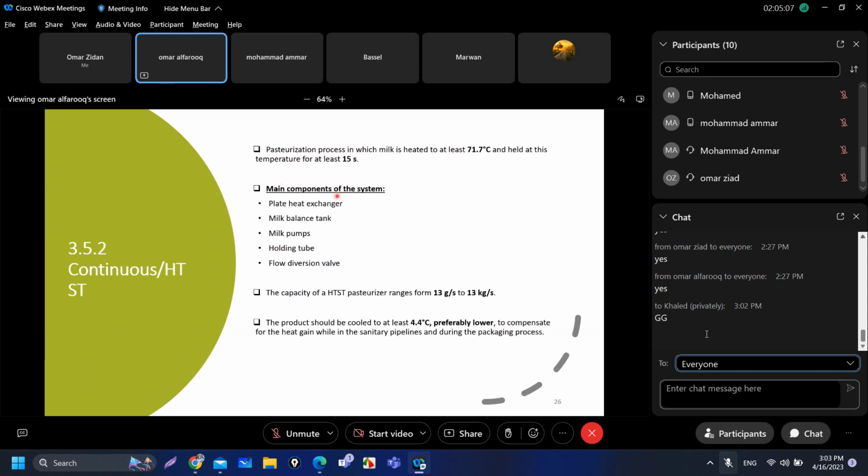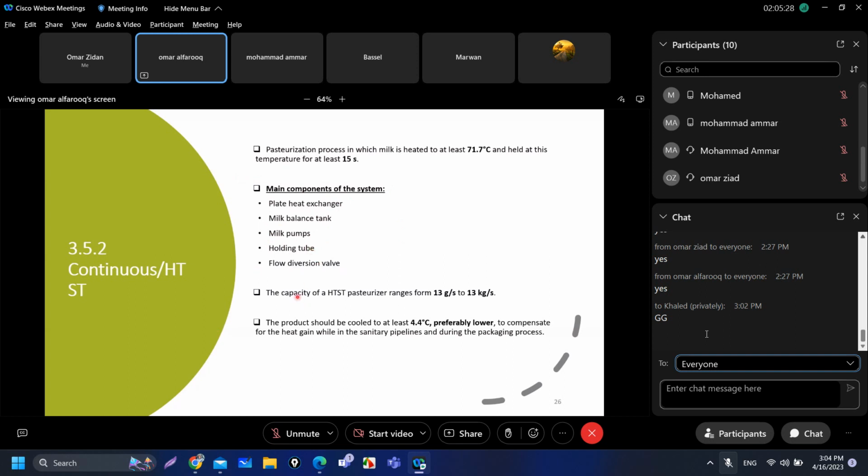The main components of this system are the plate heat exchanger, where we heat and cool the milk. We have a balance tank where we store the milk, and then pump it to the heat exchanger. We have the milk pump. We have a holding tube where we hold the milk for the required holding period after heating, and we have a flow diversion valve. I will explain it later.